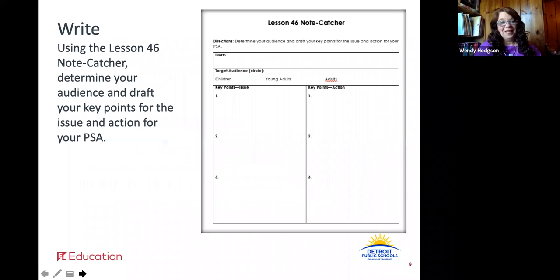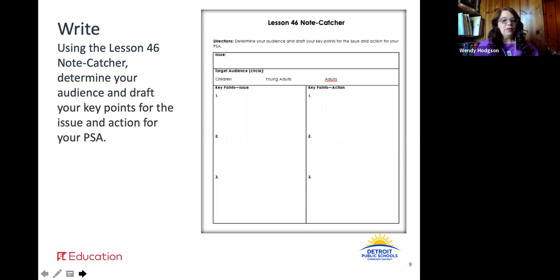All right. So using your lesson 46 note catcher, you're going to write your final issue at the top of that note catcher, and you really want to decide by circling who's your target audience. Is it going to be children younger than you, young adults like you, so maybe middle and high school-ish, or is it going to be adults? So maybe teachers and parents and community members.